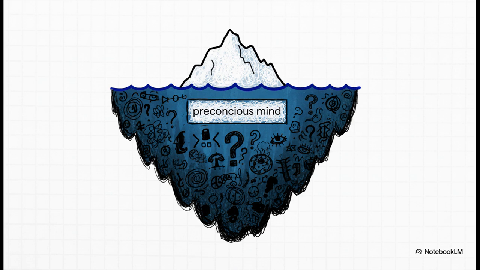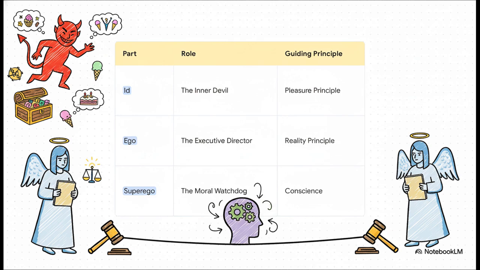So the tiny little tip that you see sticking out of the water, that's our conscious mind. It's whatever you're thinking about right now. Just below the surface, that's the preconscious, stuff you can pull into memory pretty easily. But the real story, the massive, hidden part of that iceberg underwater, that, Freud said, is the unconscious. It's this deep, dark reservoir of our desires, our fears, our secret memories, and it's the true engine driving our personality.